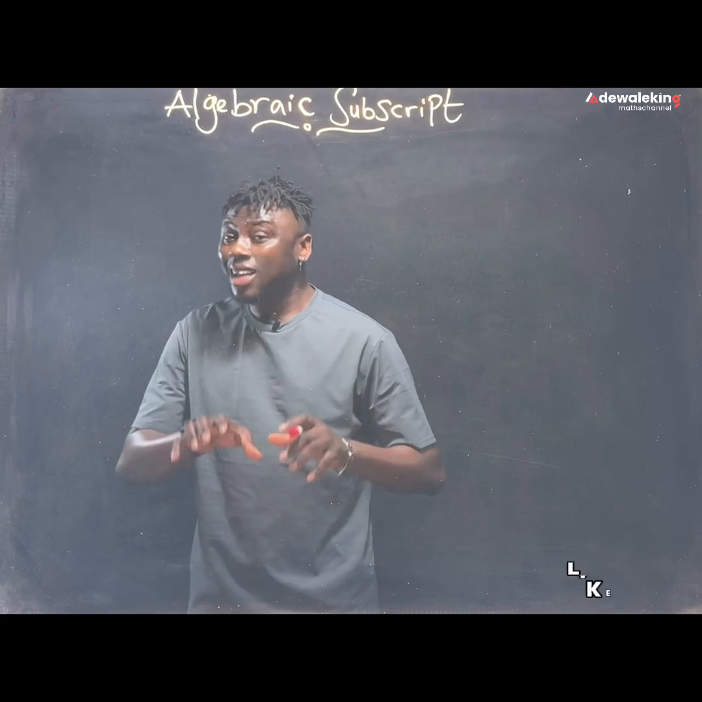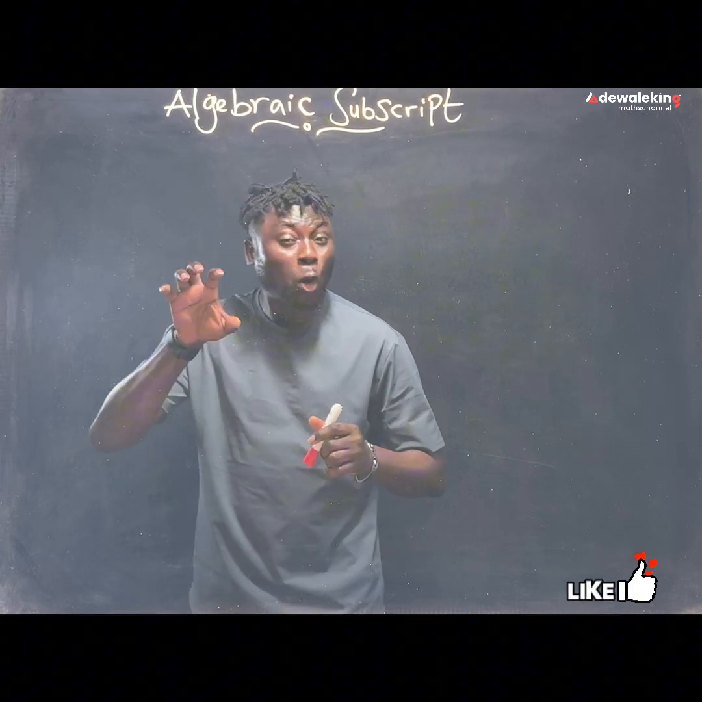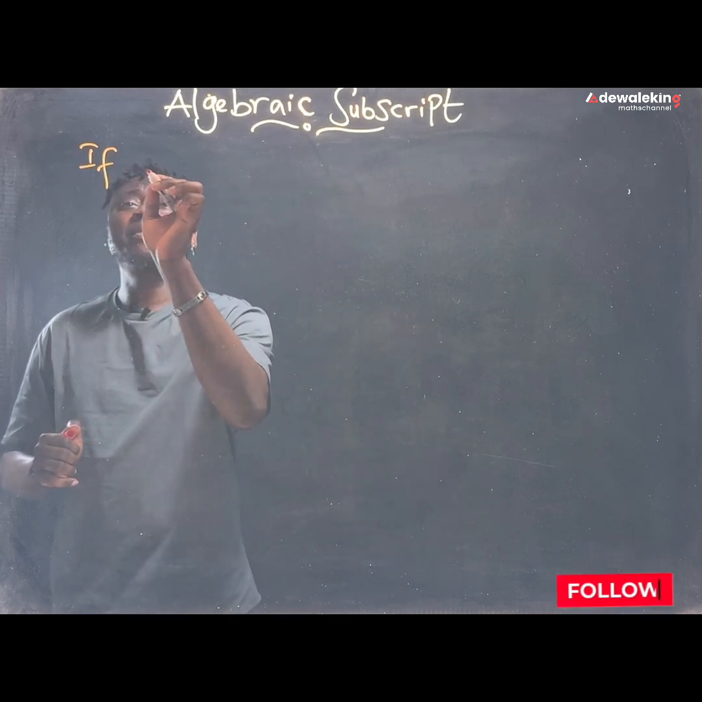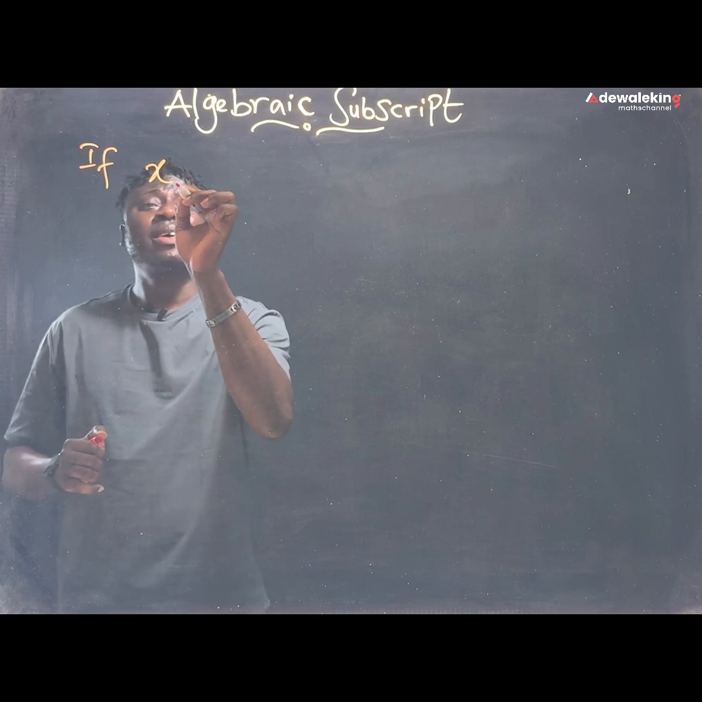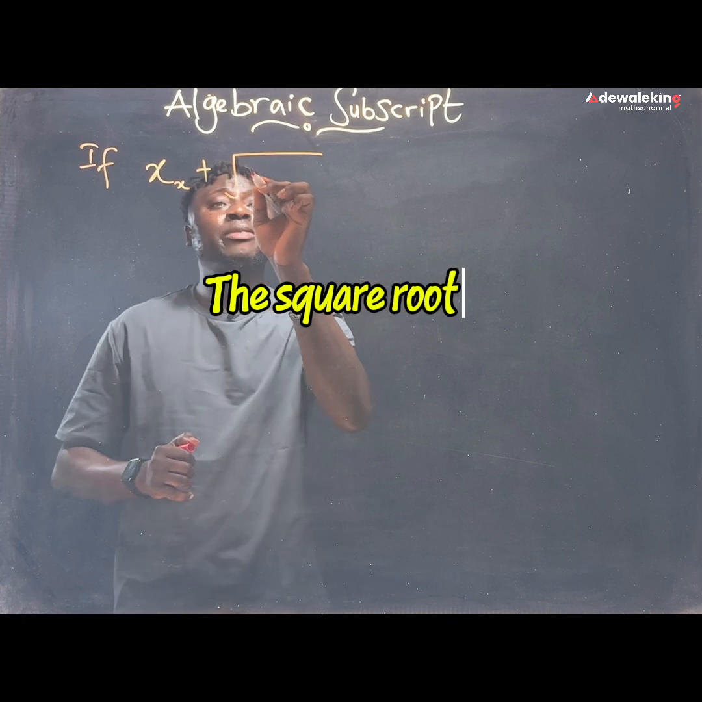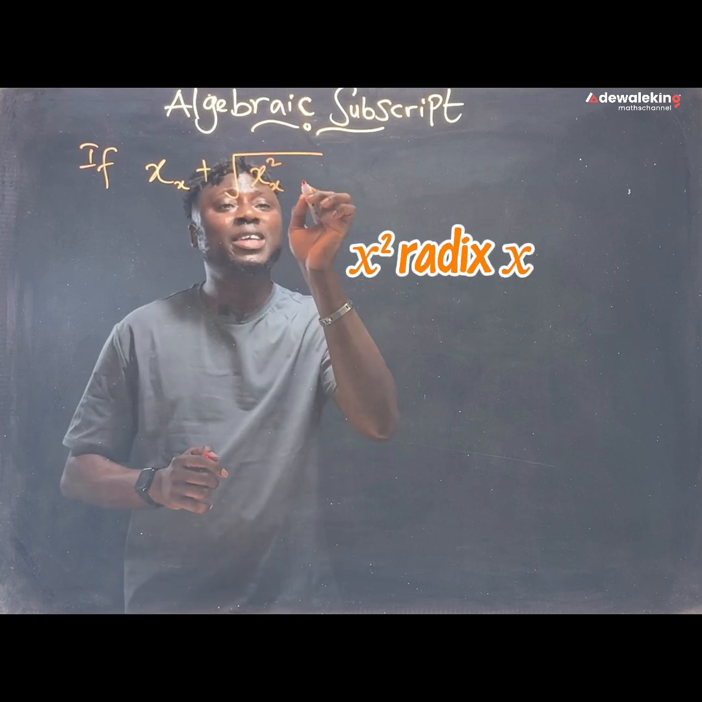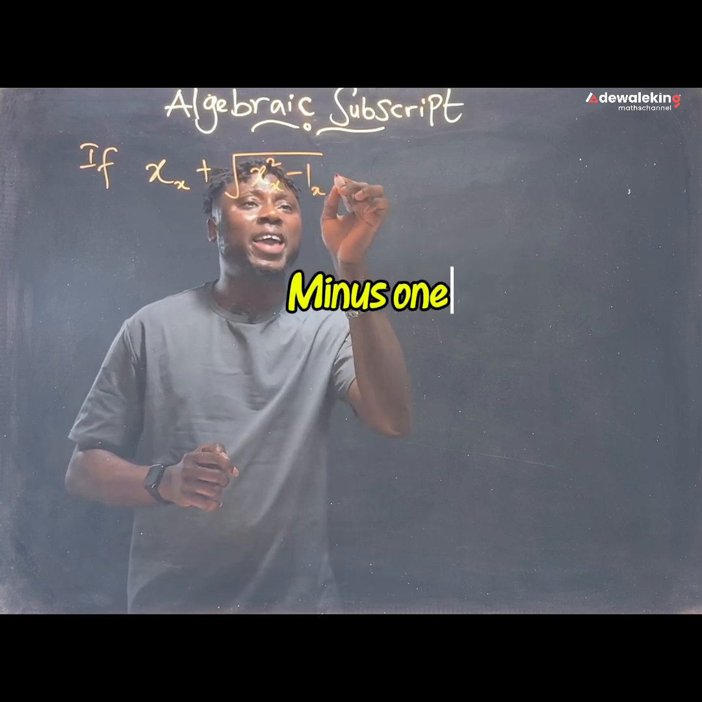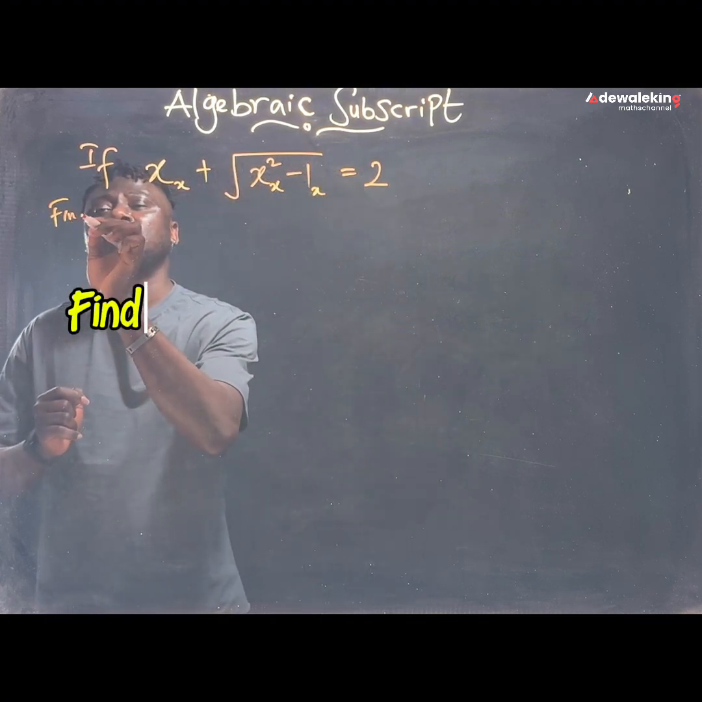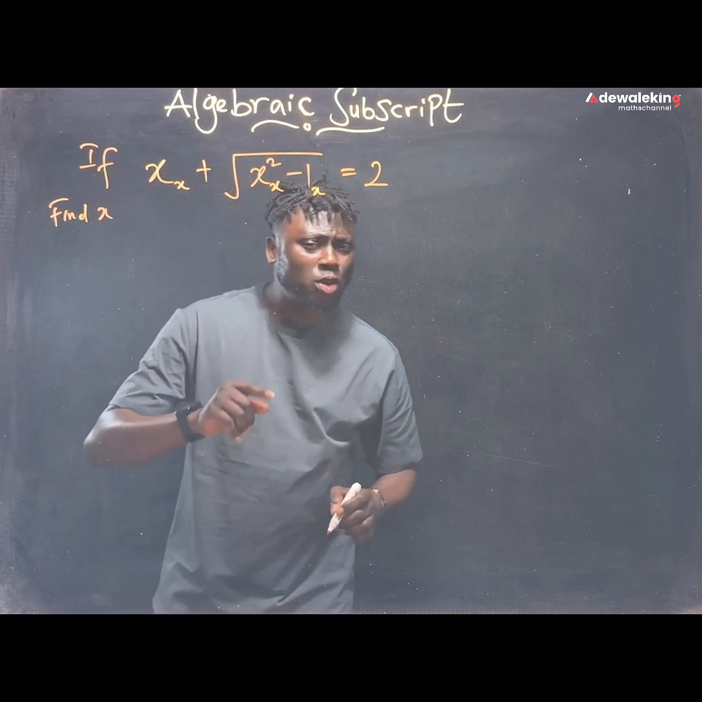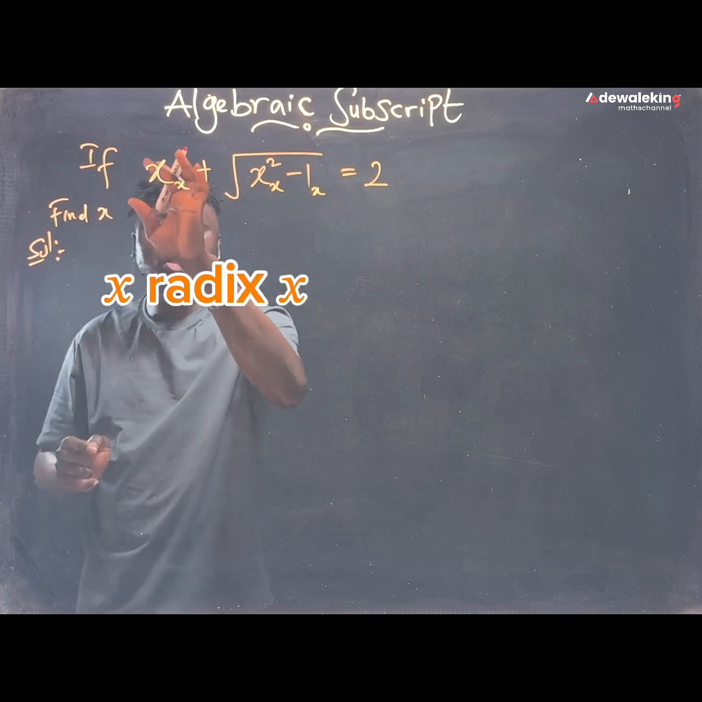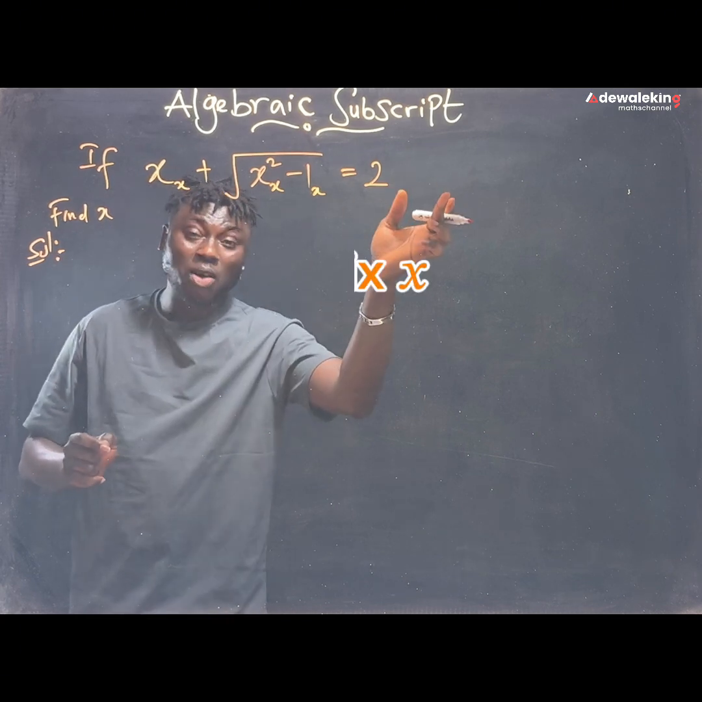Take a look at another question under algebraic surds. Let's assume we have something like: x minus the square root of x squared minus 1 minus x is equal to 2, and you have to find x. Now, how do we go about this? Start with the solution. This expression has to be taken to the other side.